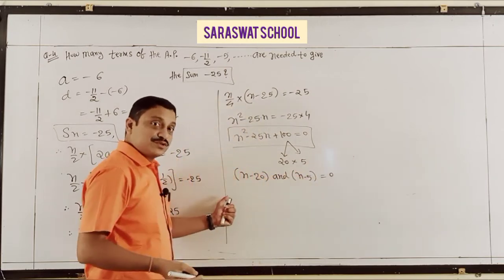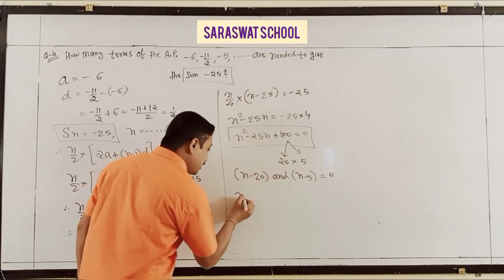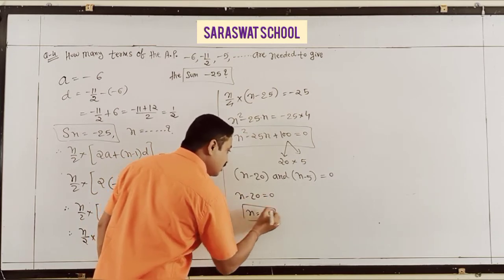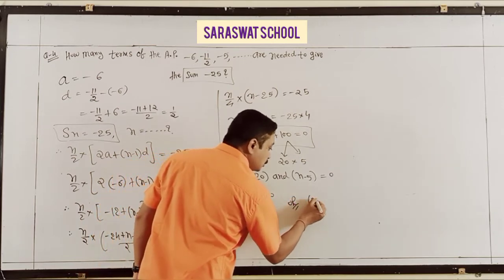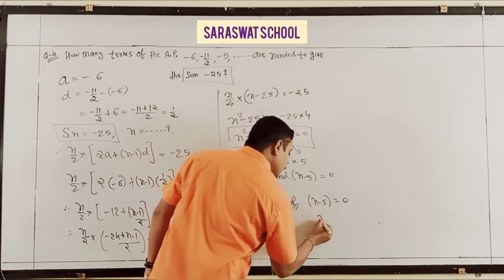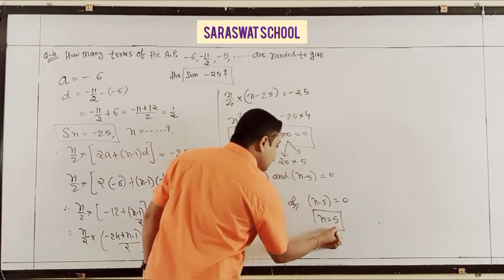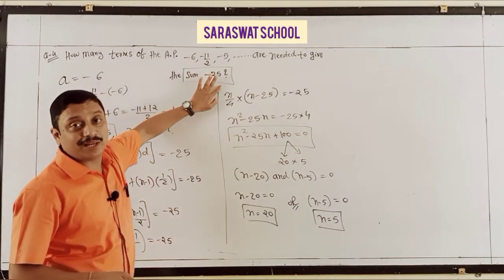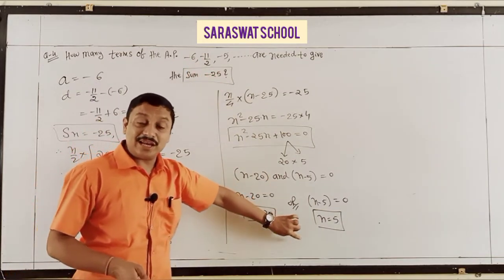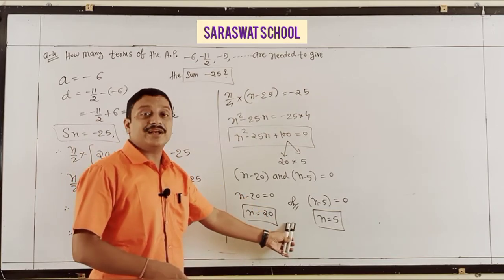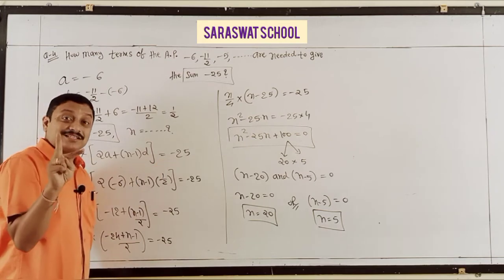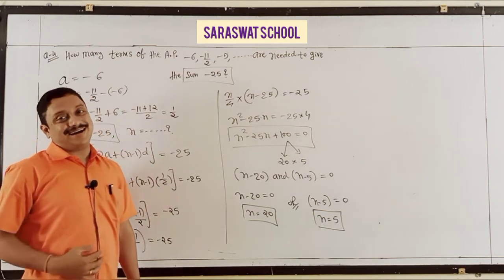So either the first is true, or the second is true. So n minus 20 is equal to 0, my answer n is 20. Otherwise, if the second is true, n minus 5 is equal to 0, means n is equal to 5. It means there are 20 terms if the summation is minus 25. Either you get n equal to 5, then also the summation is minus 25. It means there are two answers, 20 or 5.